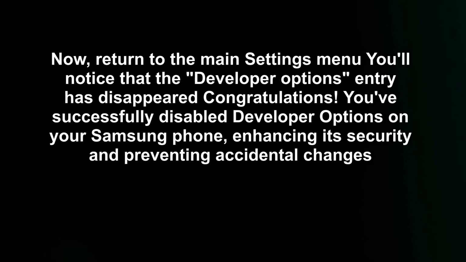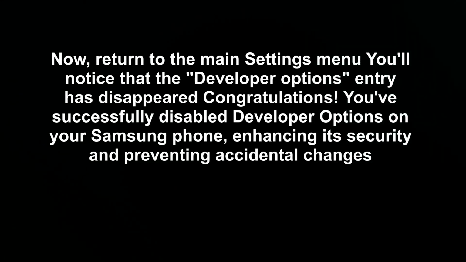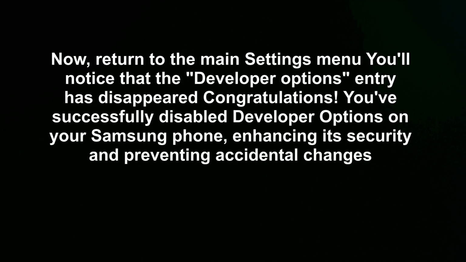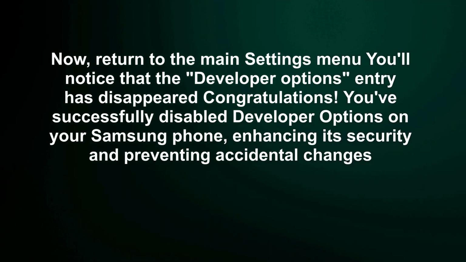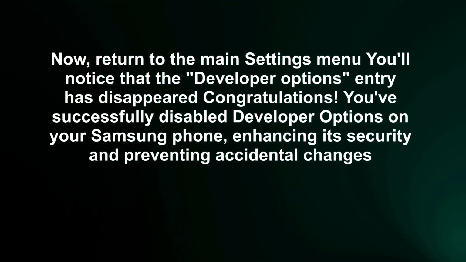Now, return to the main settings menu. You'll notice that the developer options entry has disappeared. Congratulations! You've successfully disabled developer options on your Samsung phone, enhancing its security and preventing accidental changes.